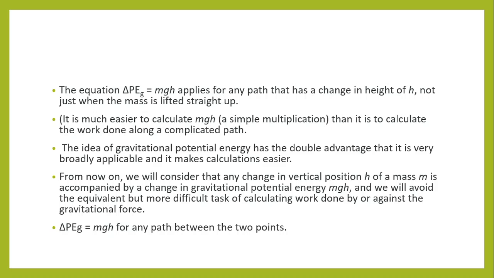So it is much easier to calculate mgh, a simple multiplication, than to calculate the work done along a complicated path. That is very true. Instead of making very tedious calculations, let's say we're talking about a person on a roller coaster, and we would take the force exerted by the engine of the roller coaster multiplied by the magnitude of the path and everything. Instead of that, what is easier is this: if you imagine a roller coaster at its highest point, it is stationary for some time, so it has no kinetic energy. If we just find the height of that point and multiply with mgh, that's going to give us the potential energy.